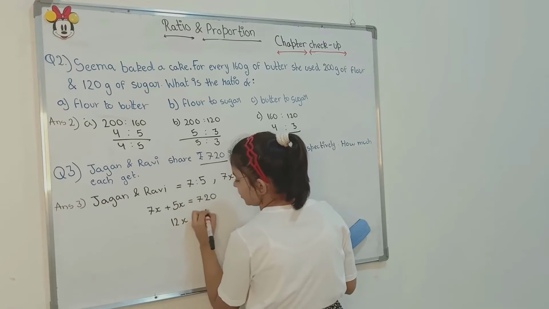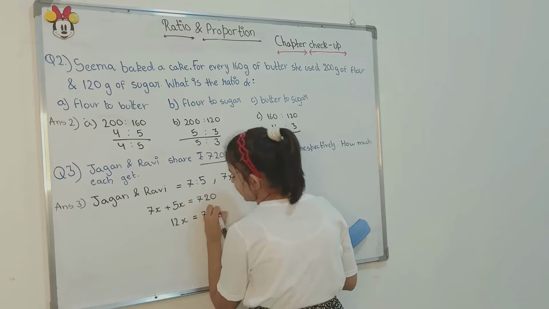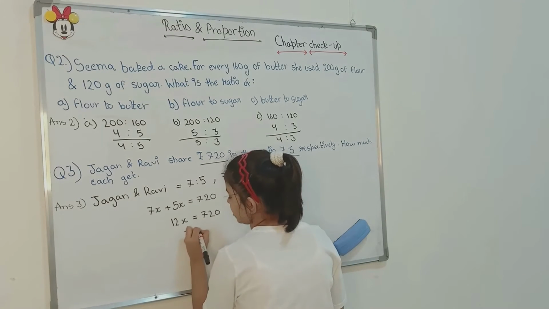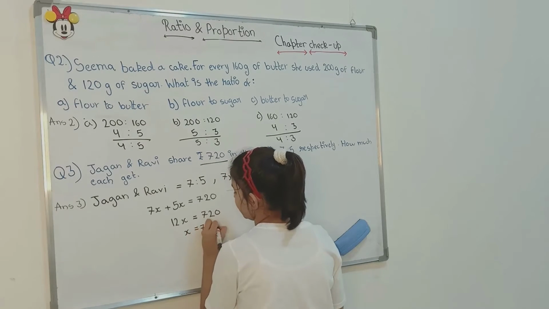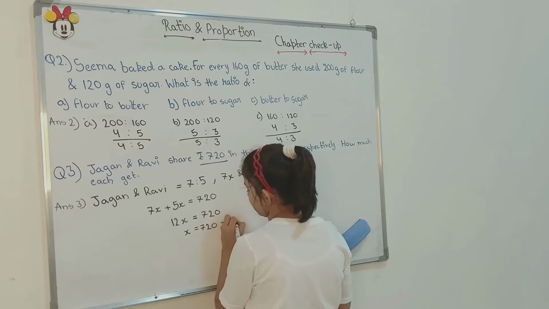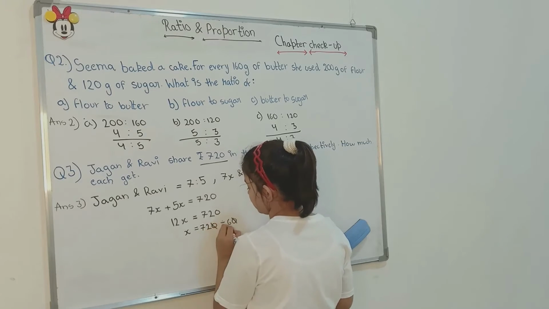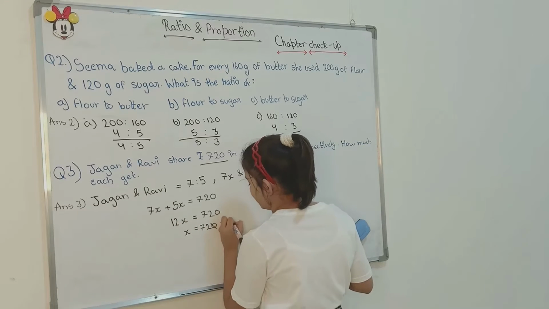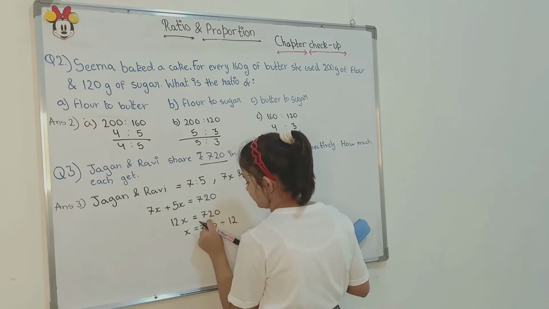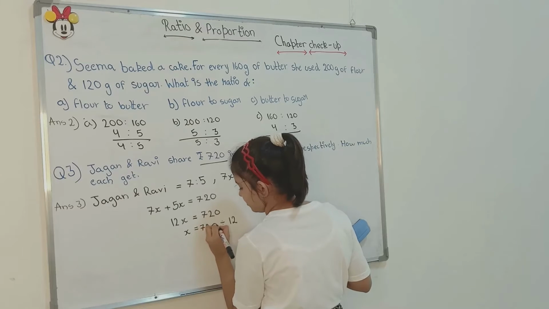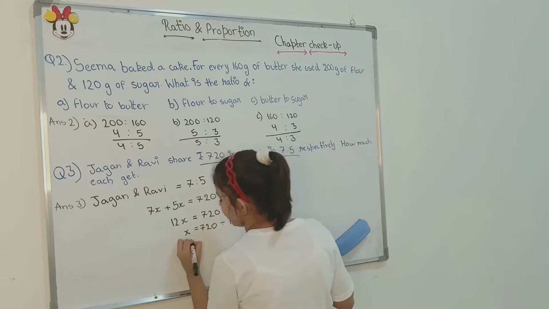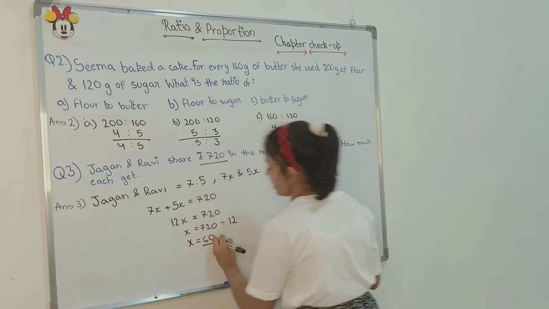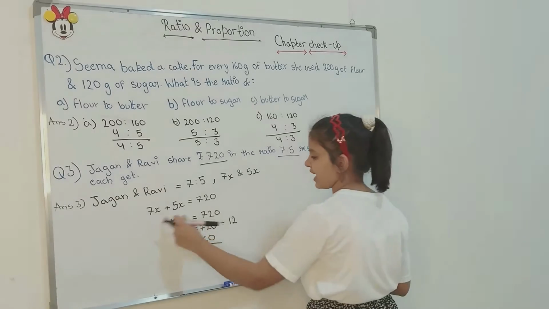So here 12x is equal to 720. Now we will divide 720 by 12. So x is equal to 720 divided by 12. So when we divide, 12... then our answer x would be 60. So here 60 is the value of x. Now we'll multiply 60 with 7 and 5.